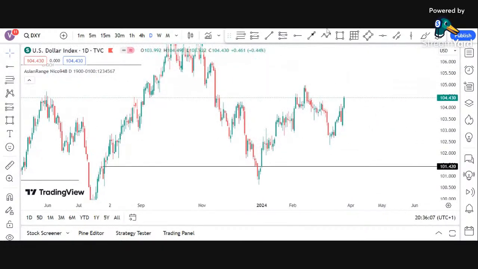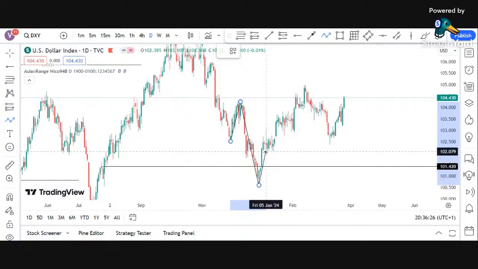So where is the change of character? You see the price came and gave us, right. This wasn't a clear low because there was no three-candle price action, right? So this was quite a clear swing low, and now we got a clear swing high.